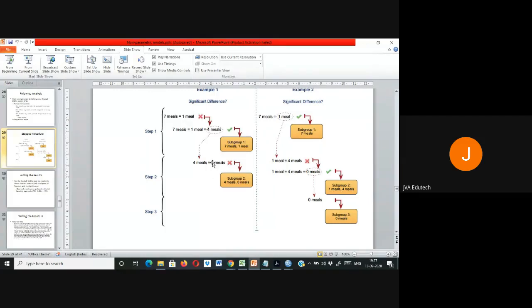If you see the same in example 2, what we have done is we start with the first 2 groups in our ordered list, 7 meals and 1 meal. Now they are significantly different. So we add in no meals. They are significantly different. So we carry the first meal group into the second step and conclude that 7 meals is a group on its own, which is independent.